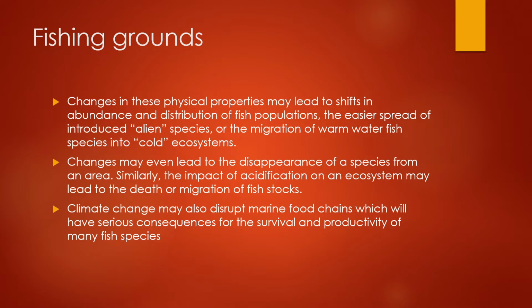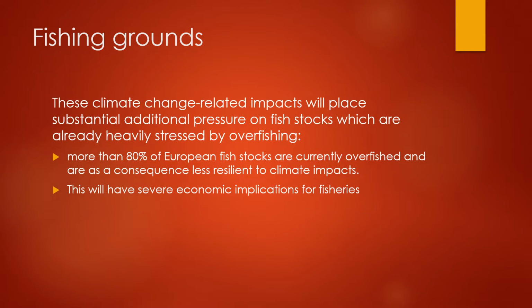So this is just an example of the introduction of one species can drastically impact the productivity of other species. These climate change related impacts will place substantial additional pressure on fish stocks, which are already heavily stressed by overfishing. Overfishing is a constant problem. More than 80% of European fish stocks are currently overfished and are, as a consequence, less resilient to climate impacts.